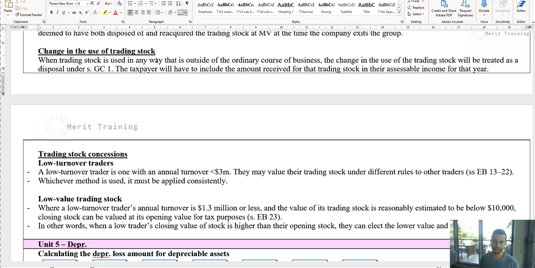Trading stock concessions. So there's two concessions for trading stock. Number one is low turnover traders, and the other one is low value trading stock. So the first one, low turnover traders, is basically a trader with an annual turnover of less than $3 million. And they may value their trading stock under different rules to other traders. And whichever method is used, it must be applied consistently.